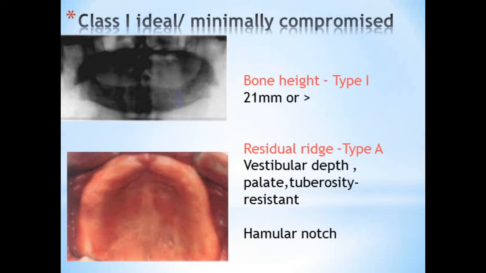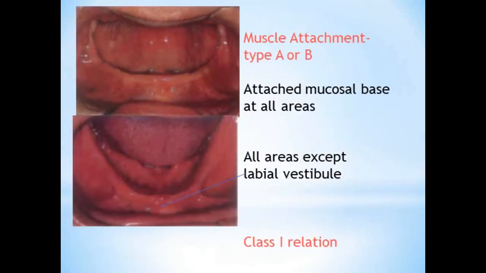The residual ridge type is type A, that is the vestibular depth, palate and tuberosity are resistant to horizontal and vertical movement of the denture base. And then a well-defined hamular notch is also present. The muscle attachment is type A or type B, that is attached to mucosal base at all areas or all areas except the labial vestibule. So the muscle attachment location is connected to denture base stability and retention. And then the maxillomandibular relationship is class 1 relation, that is ideal ridge relationship.